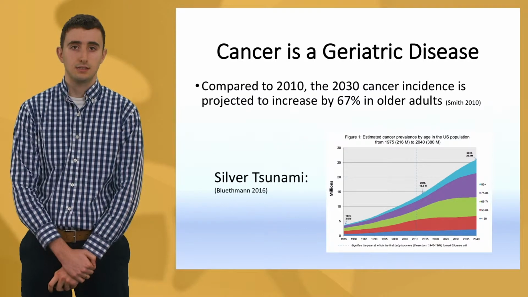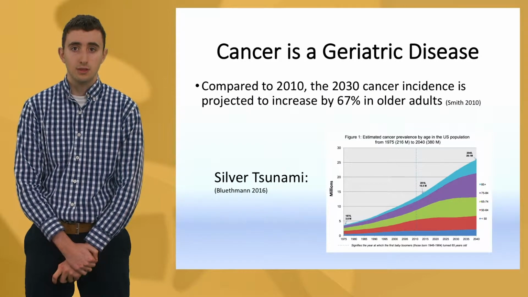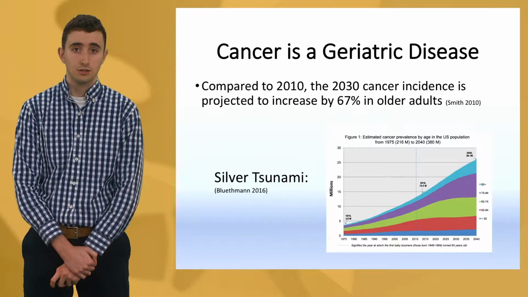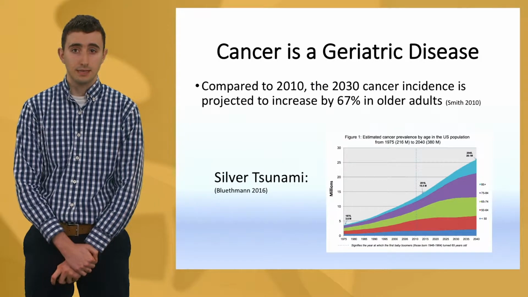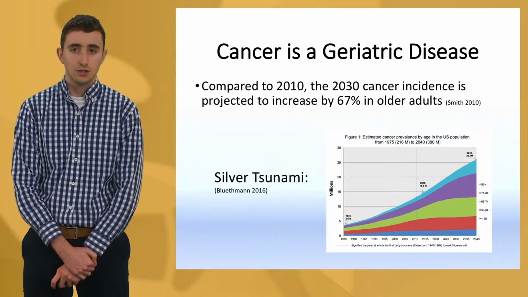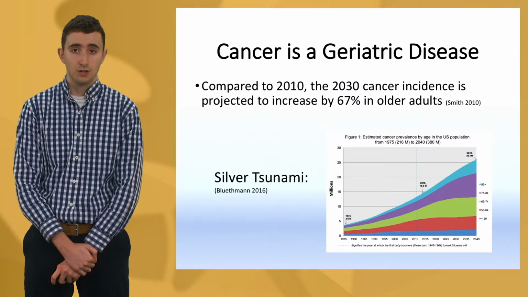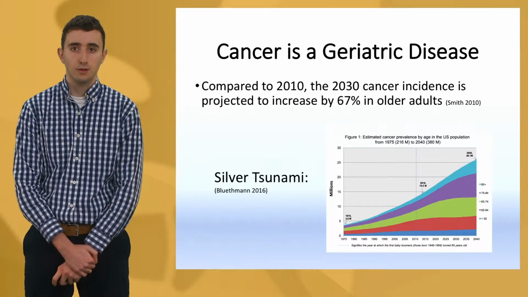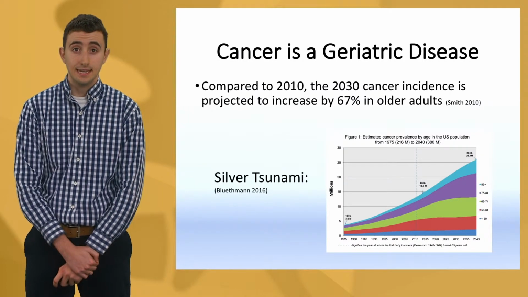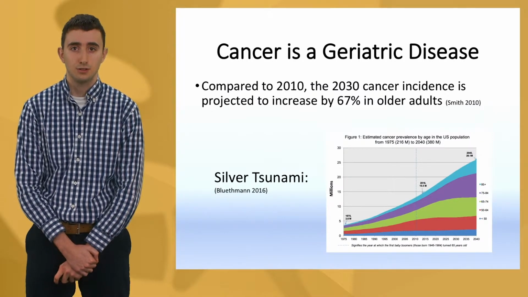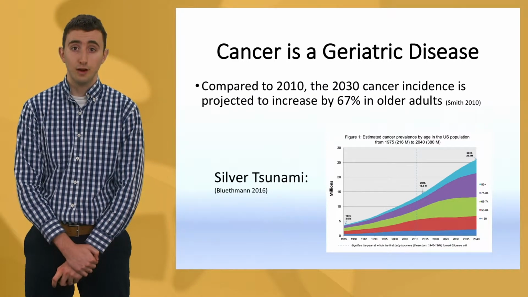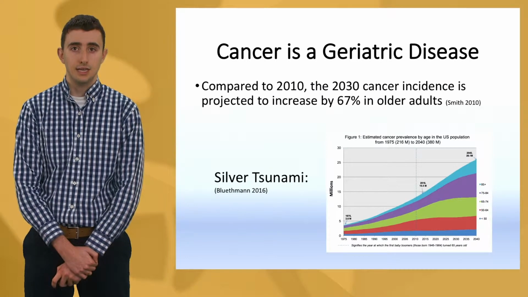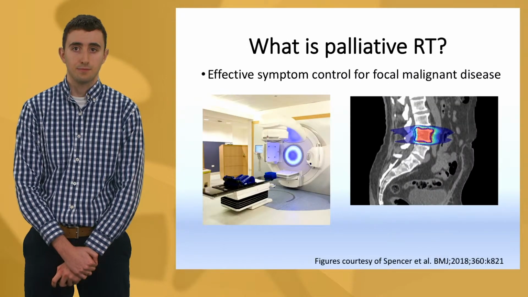In a 2010 study in the Journal of Clinical Oncology, Smith and colleagues projected that the burden of cancer will increase, but most prominently in the elderly population. As shown by this graph, by 2040, the proportion of patients over 75 with malignancy, shown here in the purple and blue curves at the top of the graph, will be significantly greater than what we see today. Based on these data, it is especially significant for providers who care for elderly patients to be aware of palliative radiotherapy, its indications, and when to refer patients for treatment.